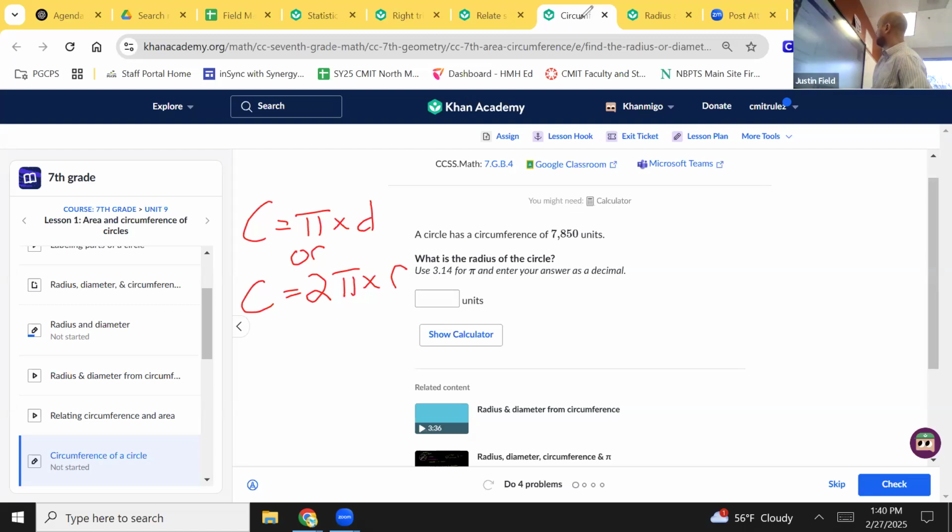I think I just like saying 2 pi R. But then pi D, that's a great one too. So choose whichever one you want to use. Let's use pi D, okay? Even though I like the other one better. So our circumference is that, and so I'm going to substitute that in for C. 7,850 equals pi times D, and D, I do not know.